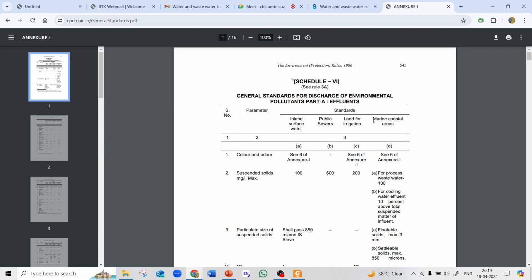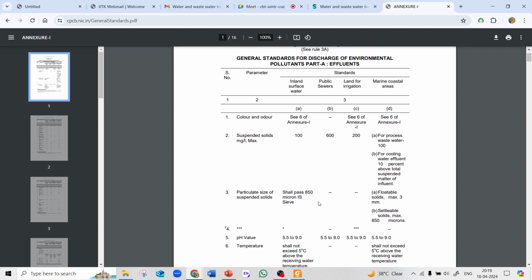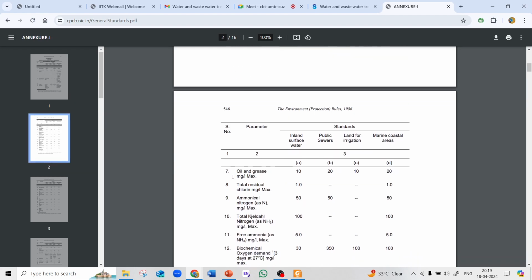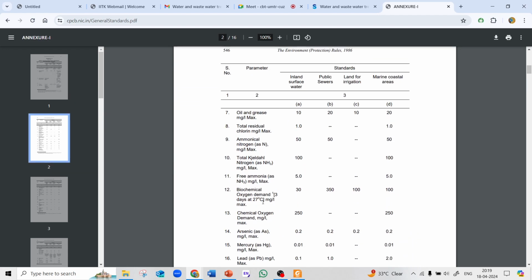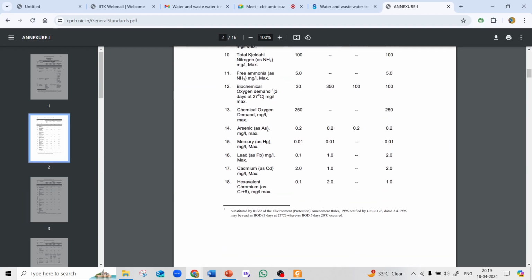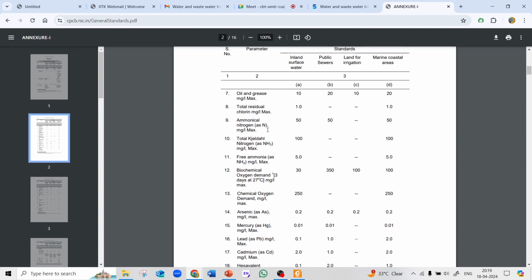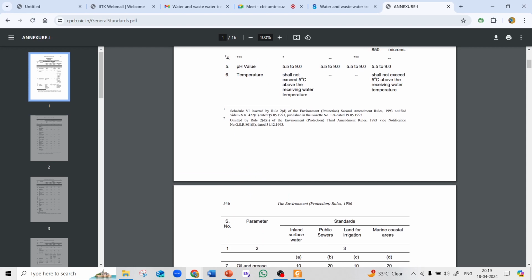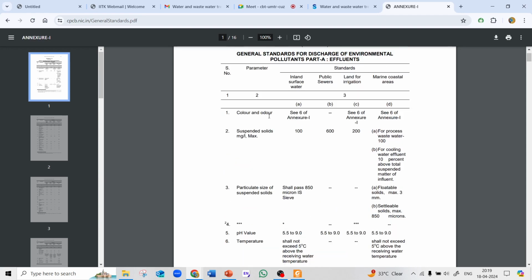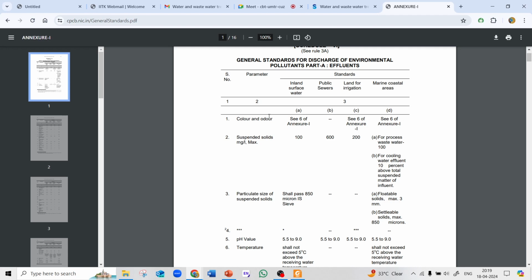After treatment it is checked what the pH should be, what the temperature should be, and the oil and grease, total residual chlorine, ammonia, and similarly many other parameters, such as BOD and COD. If you are reviewing any treatment plant, then just after seeing the data of treated wastewater, you can comment on at which place this water should be discharged.